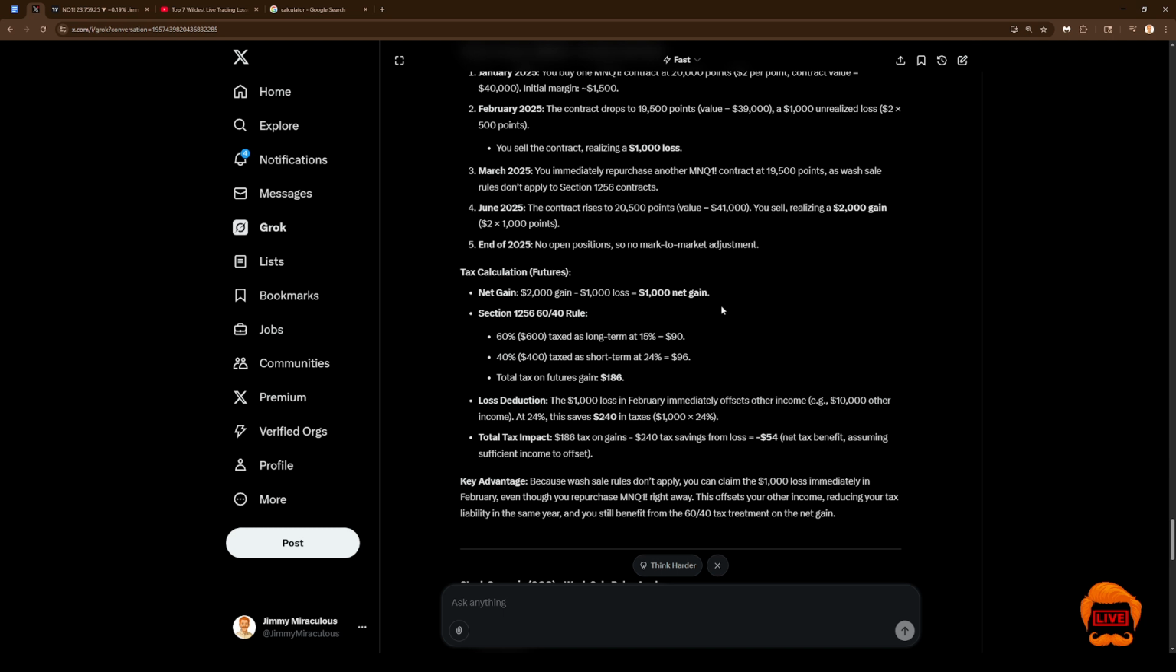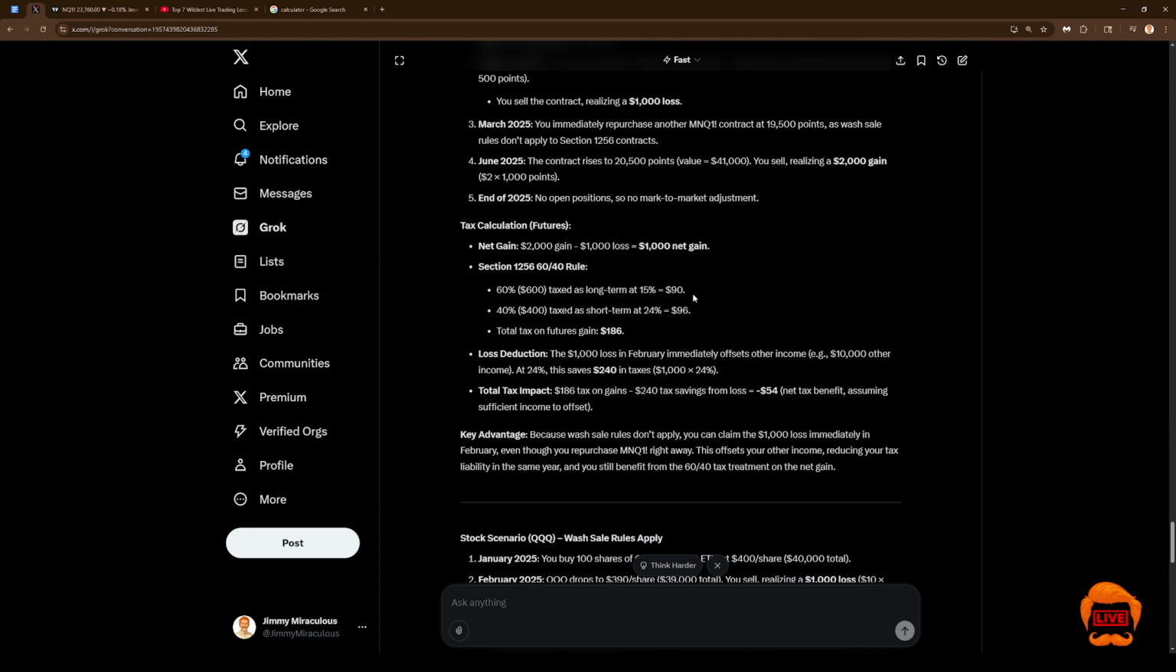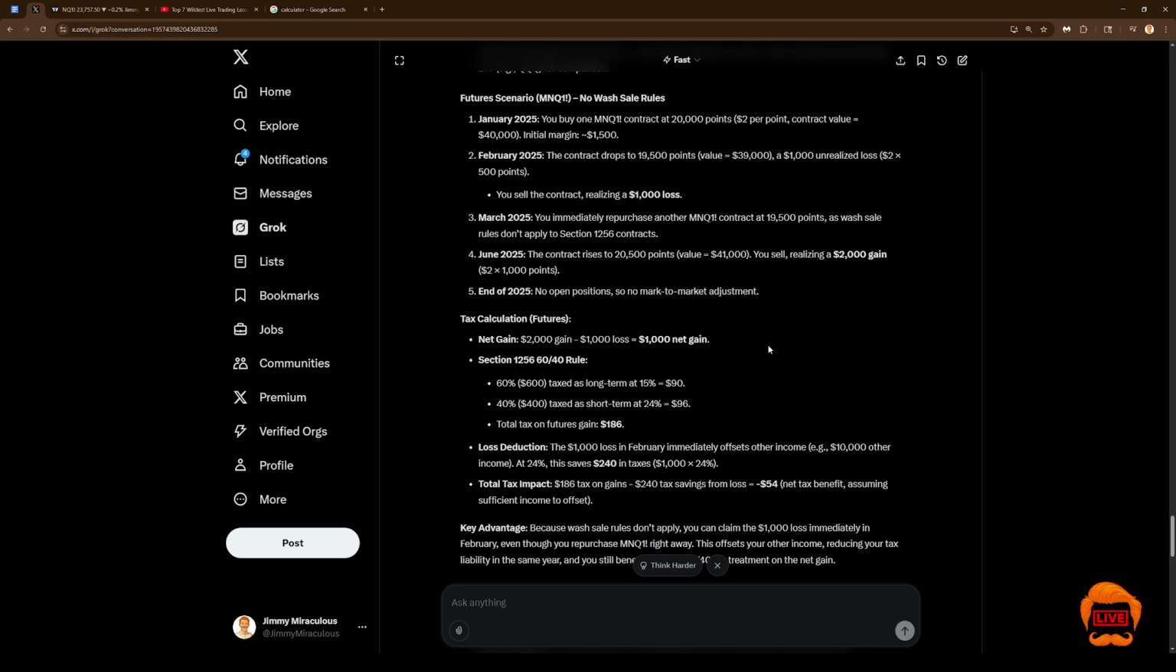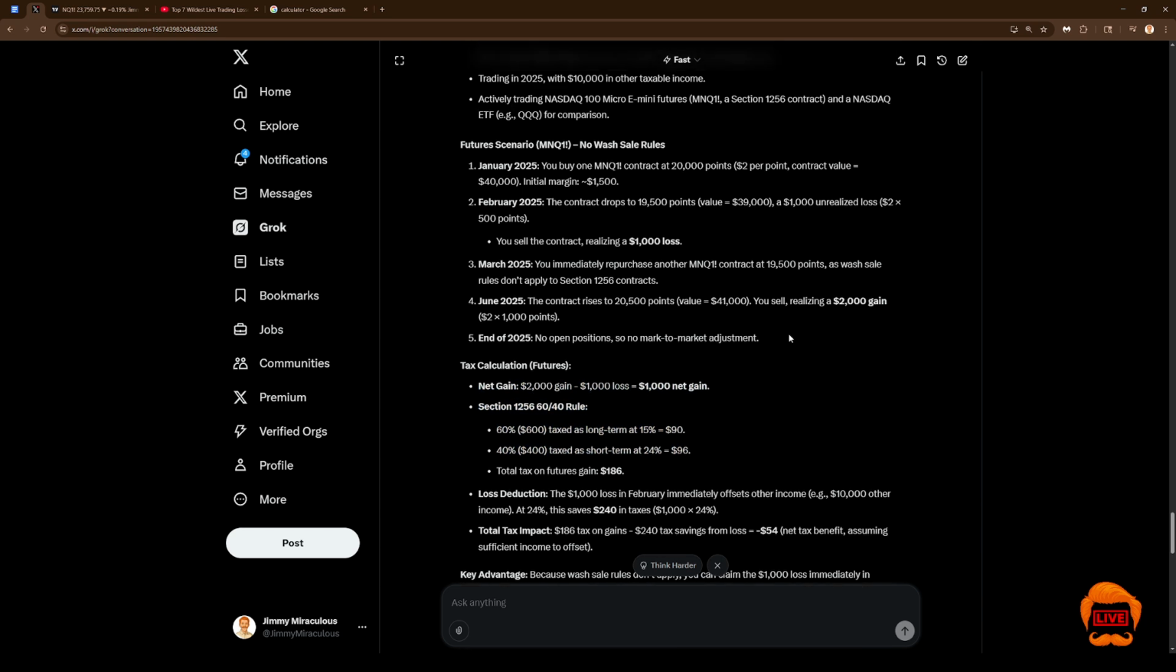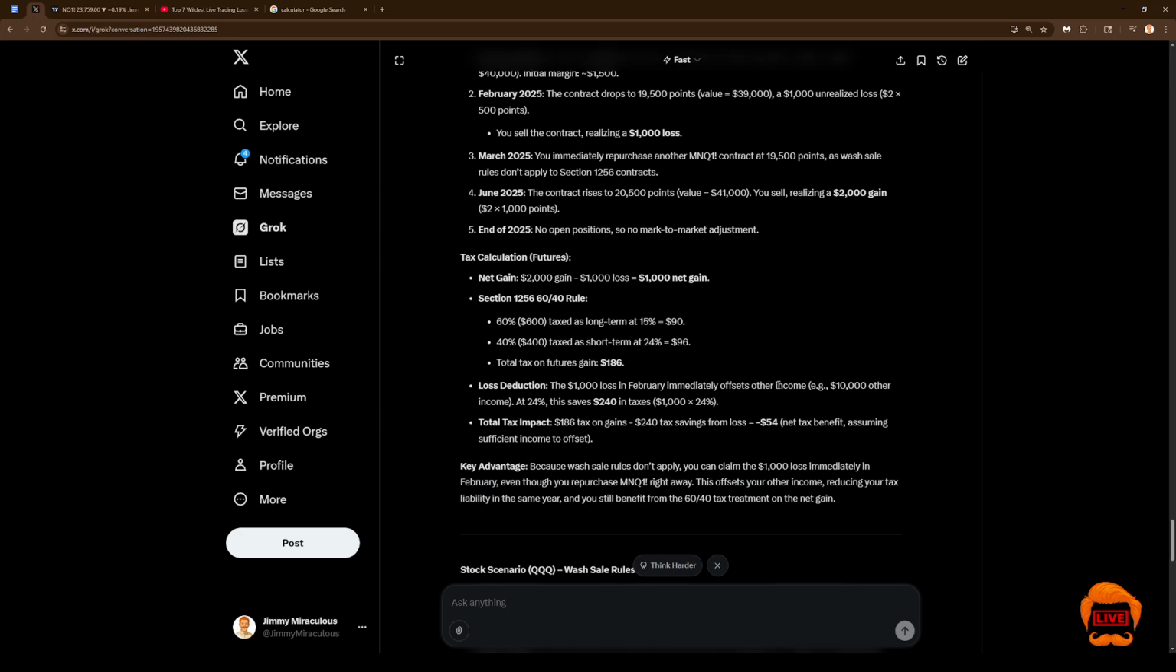Oh, so the losses taxed as long-term 90, taxed as short-term, total tax on future gains 186. Loss deduction, the $1,000 immediately offsets other income. $10,000 other income. Oh, okay. So your gains and losses are still taxed normal, but your other income can take a deduction against it.